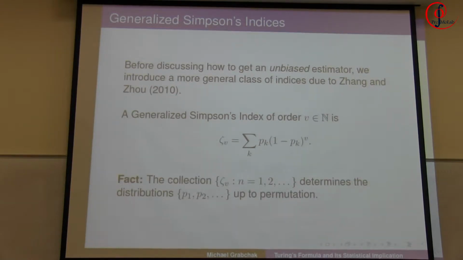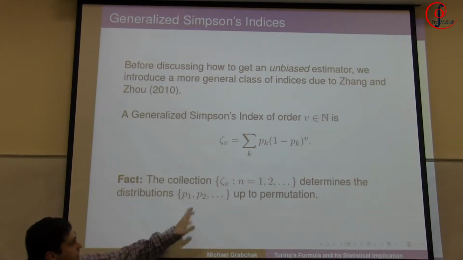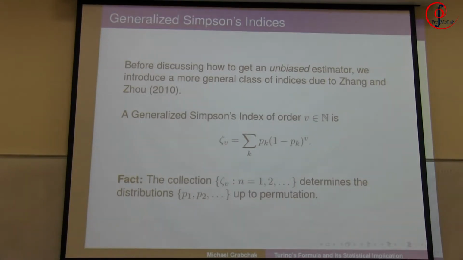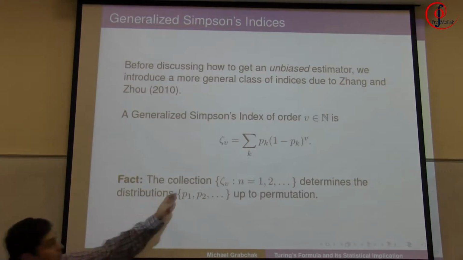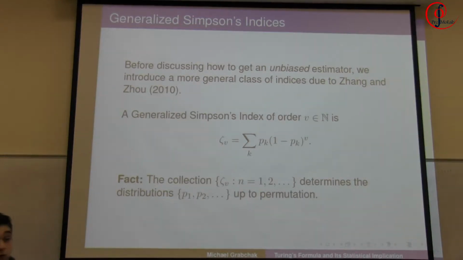And one interesting fact is it can be shown that the collection of these generalized Simpson's indices uniquely determines the distribution, the p1, p2, and so forth, up to permutation of the p's. In some sense, it gives us a reparametrization of how we can talk about the distribution. So instead of talking about it in terms of pks, we can talk about it in terms of generalized Simpson's indices. Perhaps one advantage is that every single one of these indices says something about the tail, whereas if we just estimate the p's by themselves, each one just says something about one species. Here, every one says something about all of the species, including, in some sense, ones we haven't observed yet.